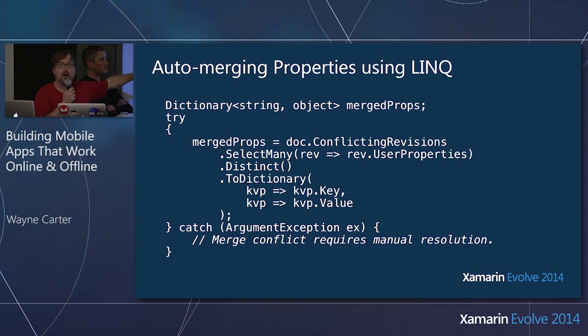If we can't auto-merge it because you and I both modified the same key instead of different keys in our dictionary, then we'll get an argument exception, and you can do your manual merge conflict resolution right there. So this is great, and I like to tease the other guys on iOS and Android about it because they don't have LINQ's lovely goodness to do this in one statement. So what's hard for them is easy for us, which is exciting.